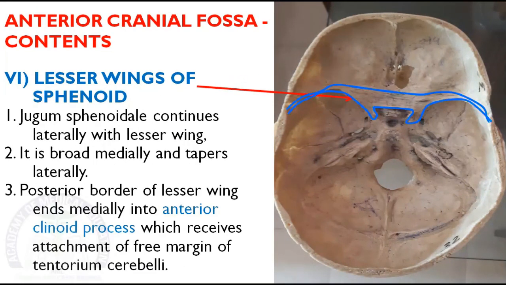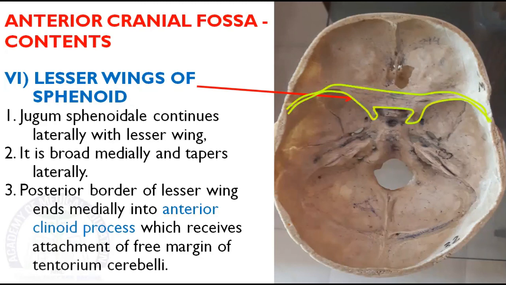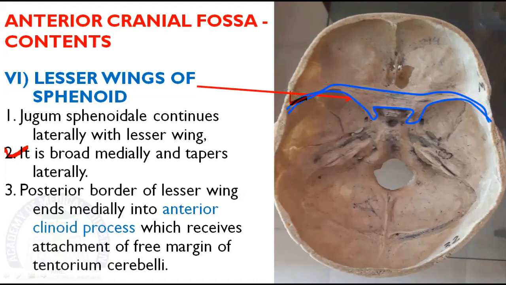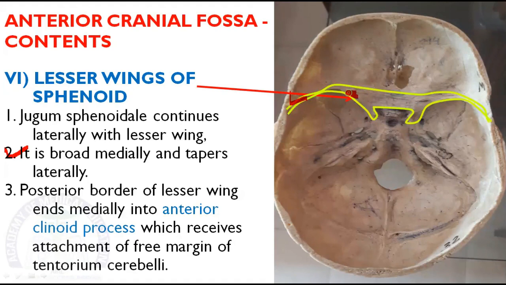Next is the lesser wing of the sphenoid bone. This is the structure that you are seeing blinking. This is the lesser wing of the sphenoid bone. The jugum sphenoidale is continuous laterally with the lesser wing of the sphenoid bone. It is broad medially and tapers laterally. If you look at the lateral side, it is a tapering structure, and it is a broader structure on the medial aspect.